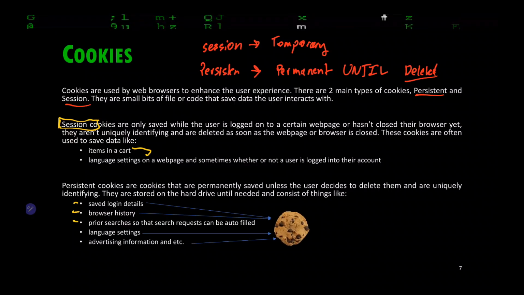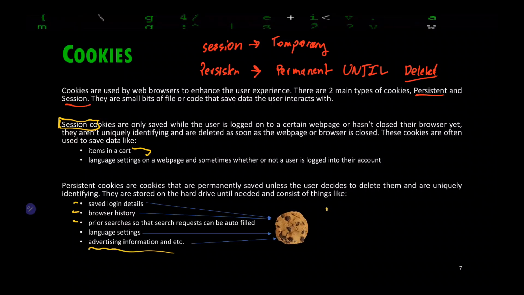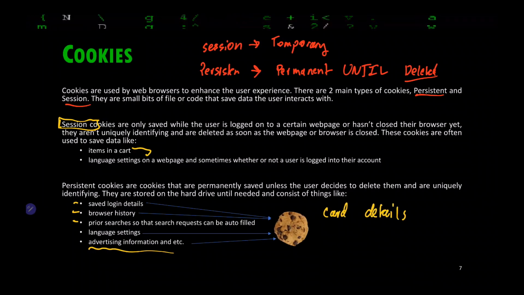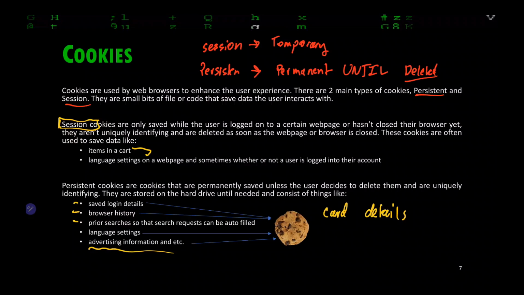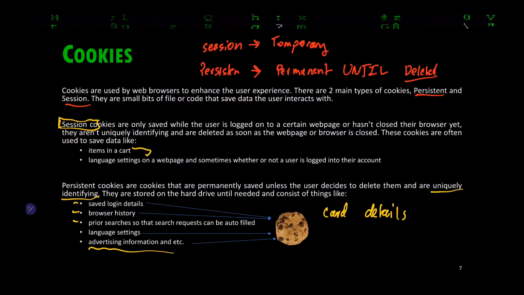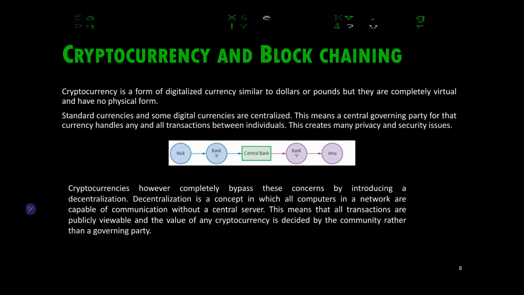Language settings, is your web browser in English? Advertising, so this is usually personal information, right? And it can also be things like card details for websites where you're shopping, right? And they uniquely identify the user. That is another main point in the definition if you're asked for the definition. Okay? So that is cookies, very simply.